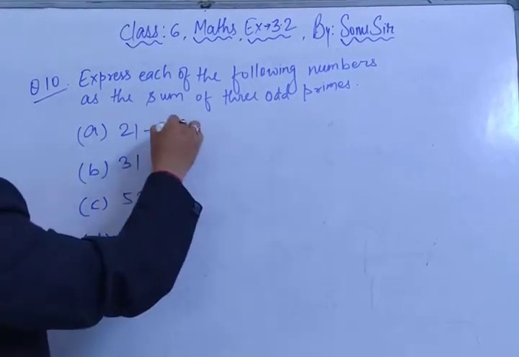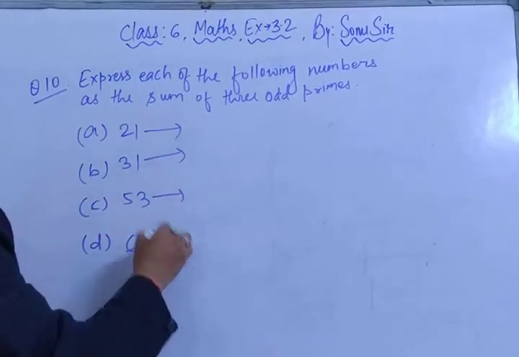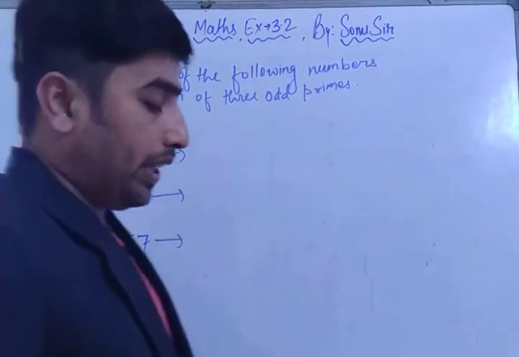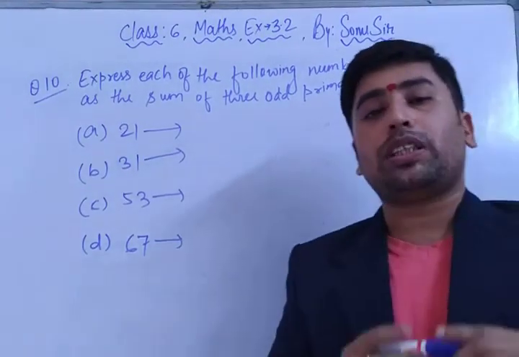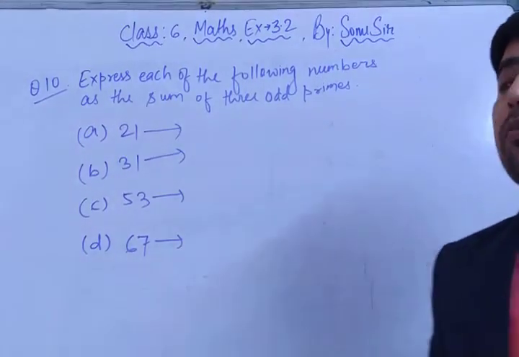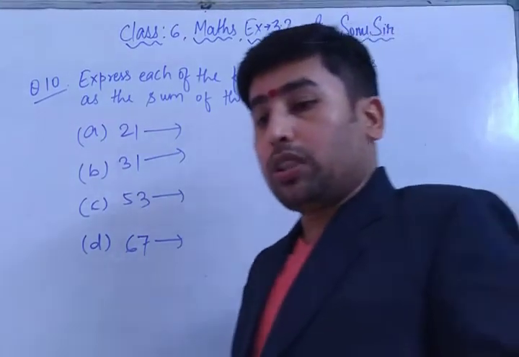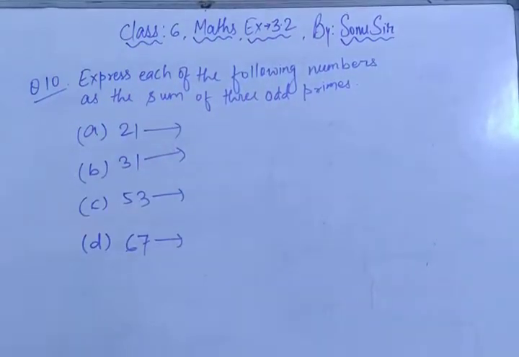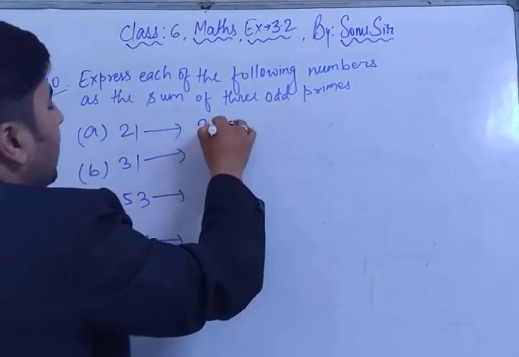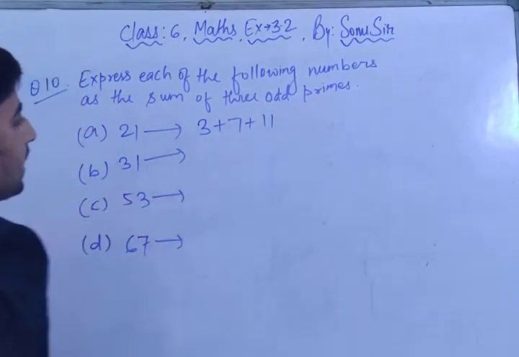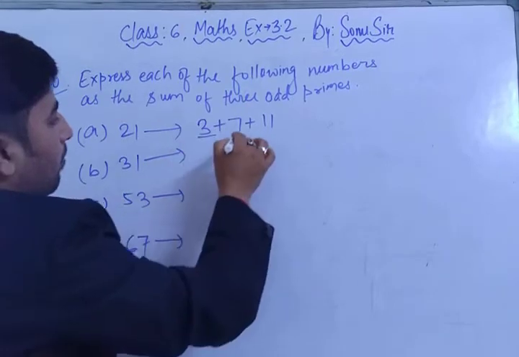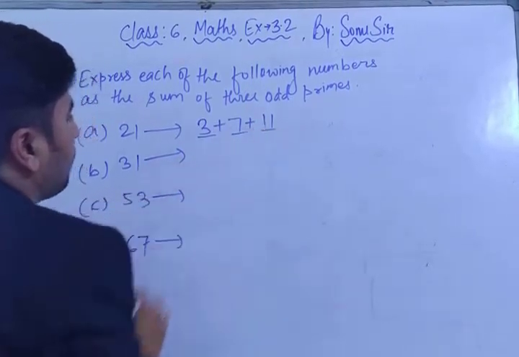Have you understood the question? What does the question want to say? These are the numbers which should be the sum of three prime numbers. 21 should be the sum of three prime numbers. So can you tell me what are the three prime numbers whose sum will be 21? Just suppose 3 plus 7 plus 11. So 7 plus 3, 10, 10 plus 11, 21. 3 is also a prime number, 7 is also a prime number, 11 is also a prime number, right?